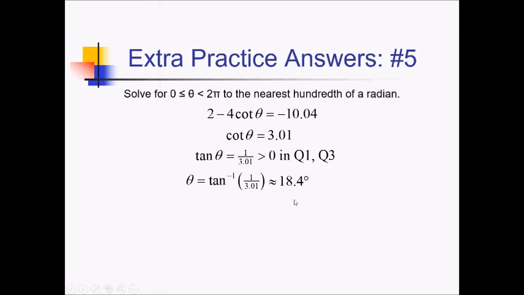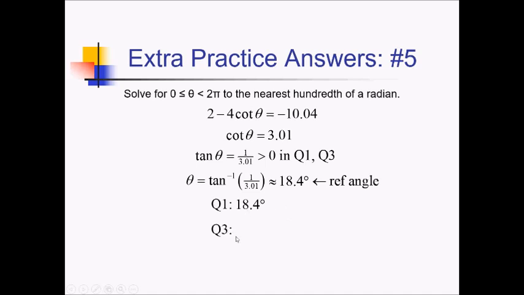That happens to be a reference angle, so I can use that to help me get my other quadrant. So now let me figure out quadrants 1 and 3. Quadrant 1, we actually already have. That's 18.4 degrees, which we will convert to radians in just a little bit.